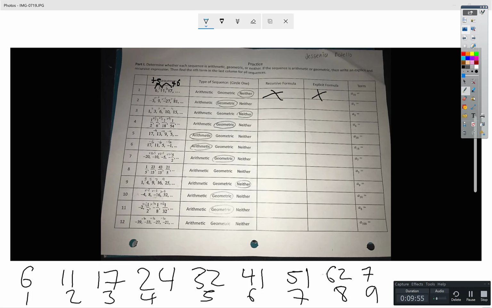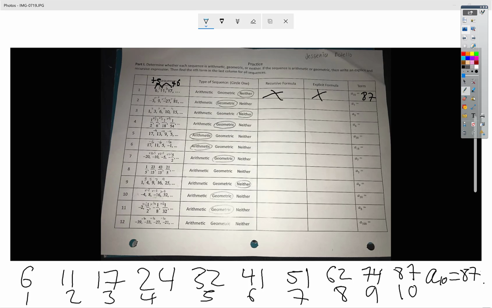So 51 plus 11 is 62, 62 plus 12 is 74. And then the 10th term is going to be plus 13, so it's going to be 87. So from that, we can find that the 10th term is 87, and we use the terminology the 10th term, we just say A10. That's equal to 87.